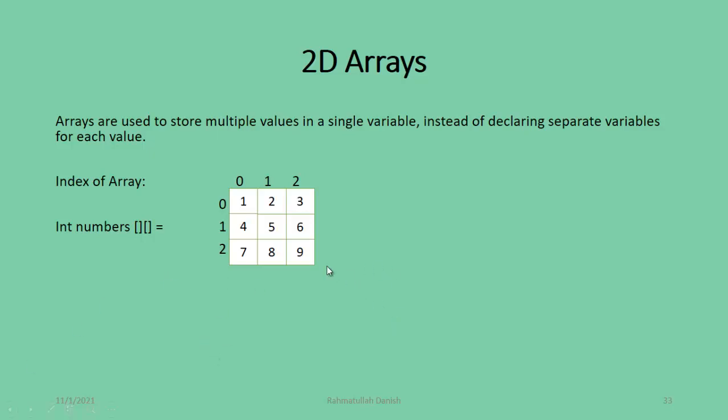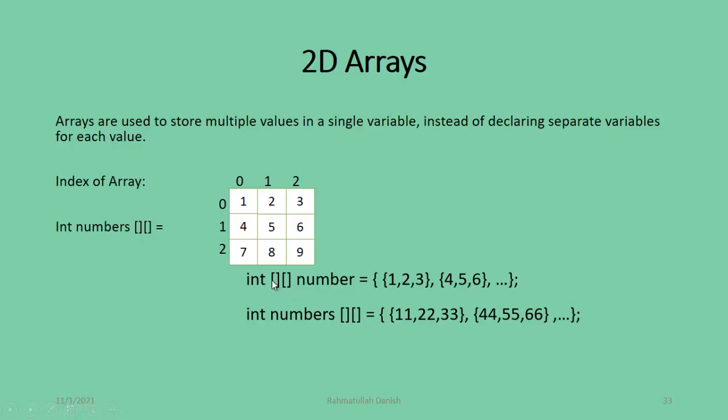Look here. This is a table of a 2D array. 0,0 index, 0,1 index, 0,2 index, 1,0 index, 1,1 index, 1,2 index, 2,0 index, 2,1 index. We declare a 2D array in three ways. The first way is the integer type of array, and we use double square brackets. After that we declare the name of the array.